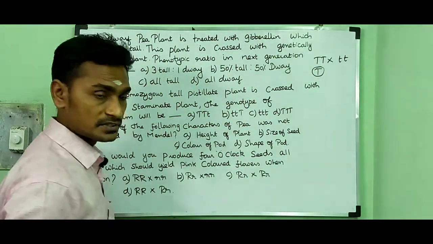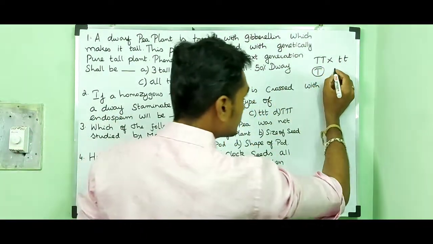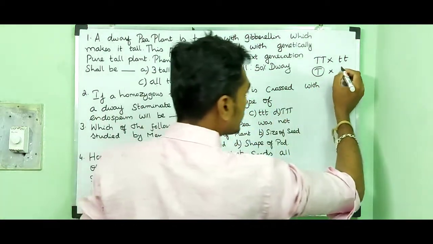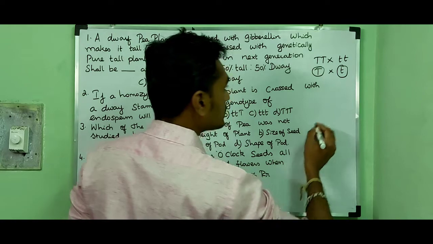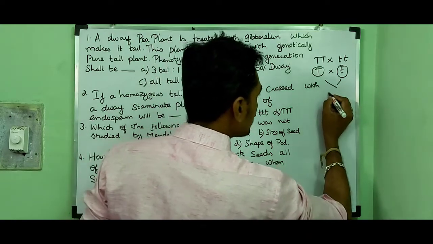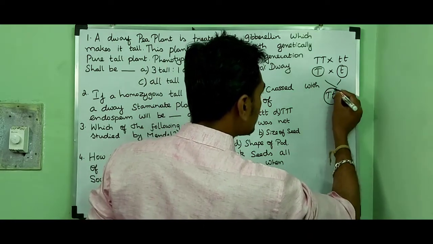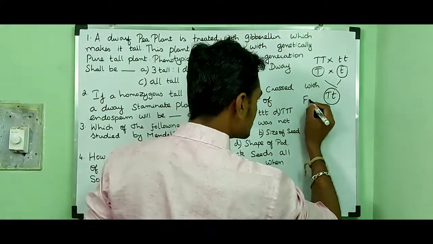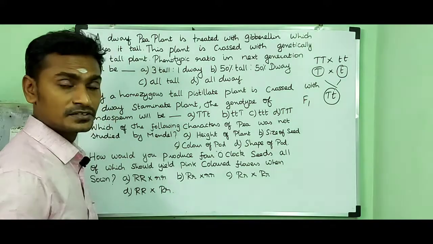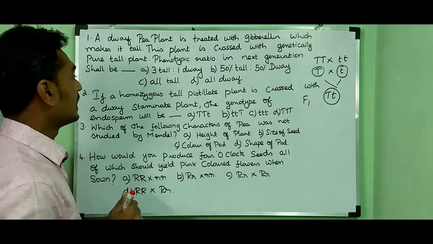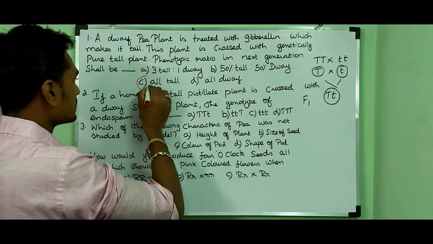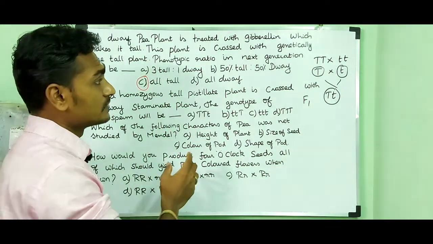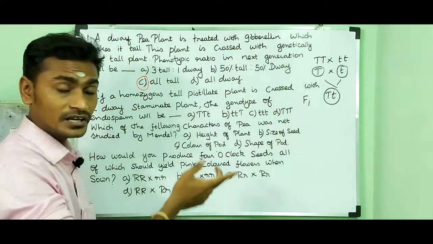The gamete produced by the dominant parent is capital T. Then the gamete produced by the gibberellin treated parent is small t. Fusion of gametes takes place, resulting in capital T, small t. So all the young ones look tall. In the F1 generation, all the young ones look tall. So here the answer is option C, all the young ones are tall, because they haven't mentioned whether the generation is F1 or F2.